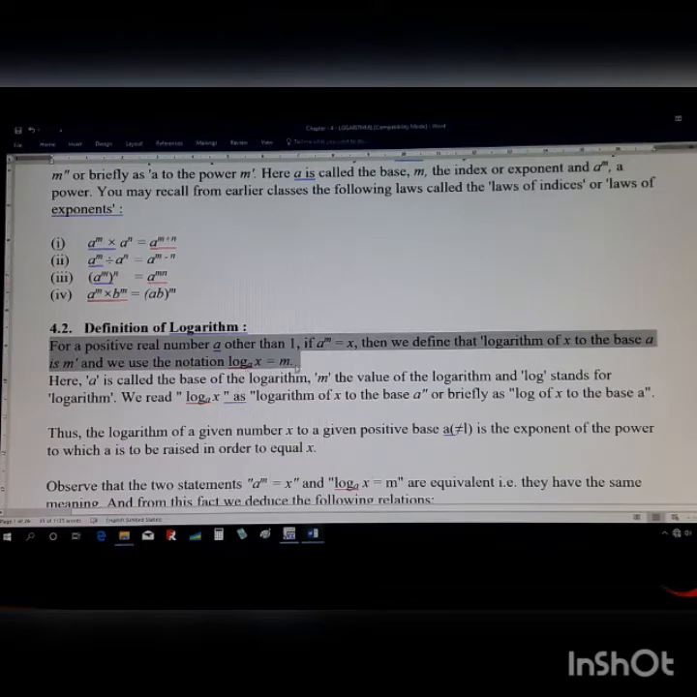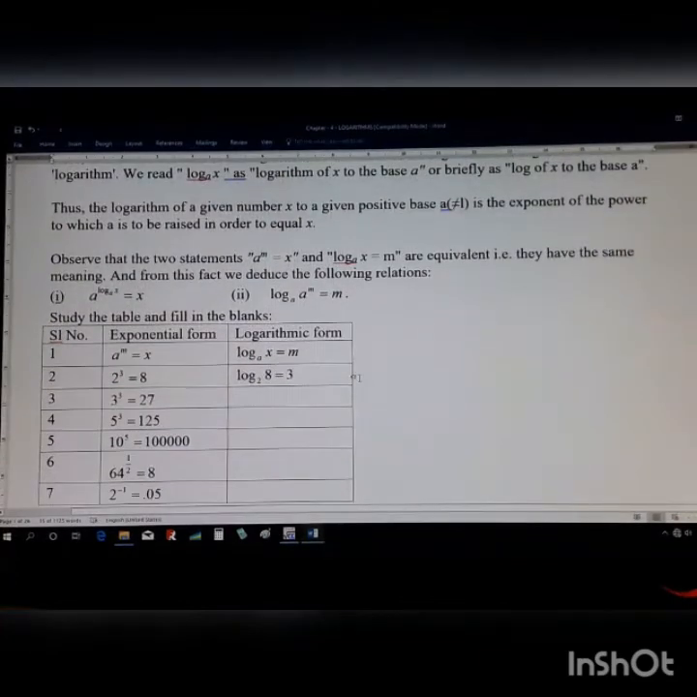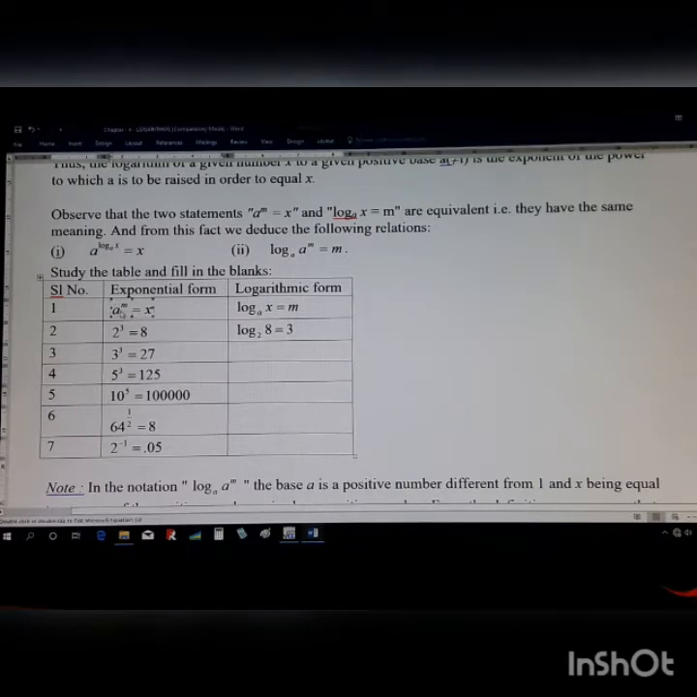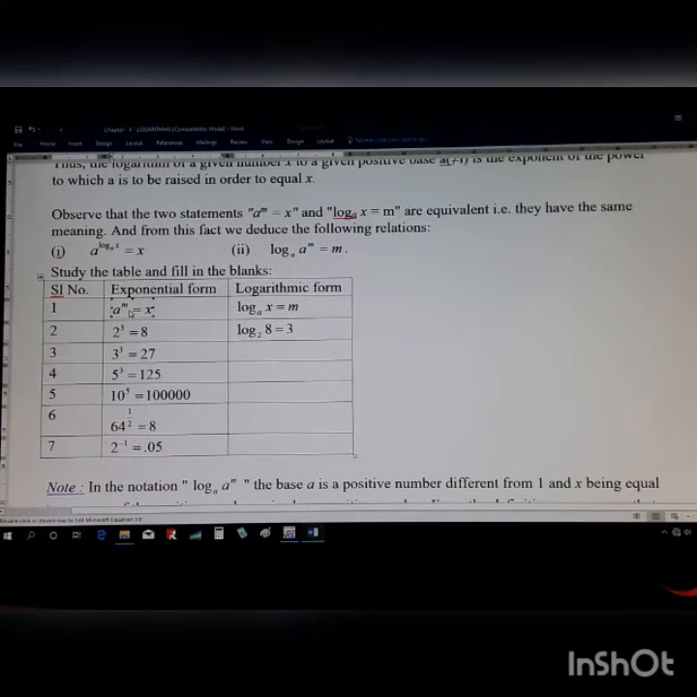Now this is the logarithmic form and this is the exponential form. Now you see here, we have 1, 2, 3, 4, 1, 2 statements here, and these are all exponential form. You can convert them into logarithmic form. Now how to express, I'll tell you. In the first case here, a is the base and m is the exponent, and this is the number. So this is a relation.